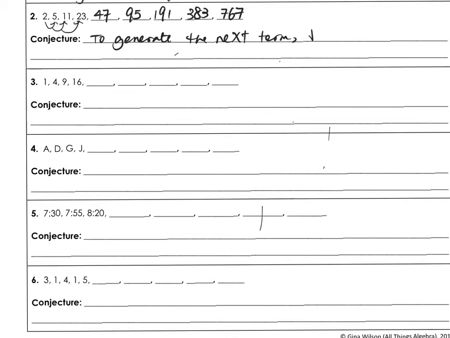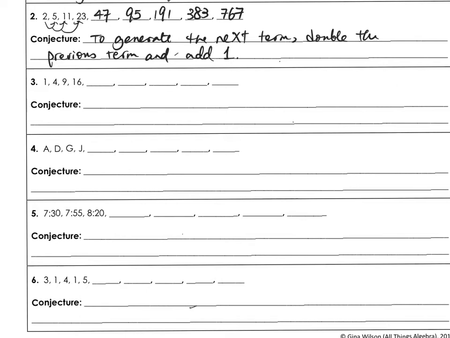So my conjecture is, to generate the next term, double the previous term and add 1. That's my conjecture. I multiplied the previous term by 2 and then I added 1. That's what I did.